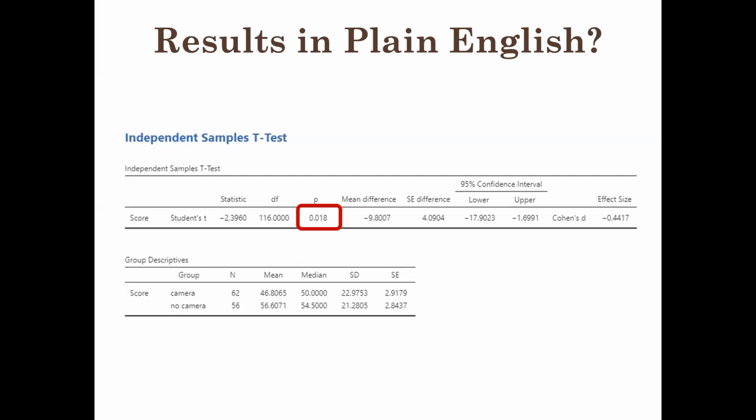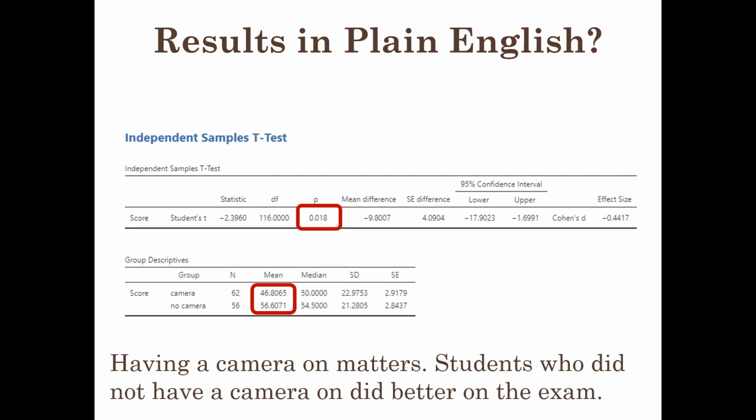Once we determine it's significant, we look at the means and we see that, as my students expected, the people who took the exam with no camera did better than those who took it with a camera. Now, these are fake data. I generated them. We'd have to carry out a real exam to know the answer to this question, or at least to gain evidence one way or the other. But in this example, we would say having a camera on matters. Students who did not have a camera on did better on the exam. This is your plain English.